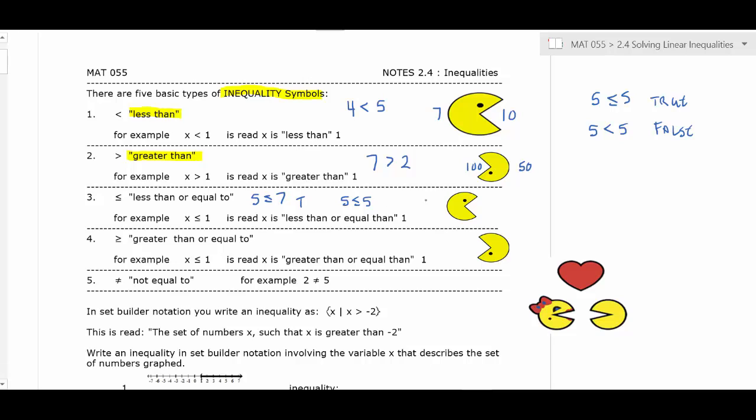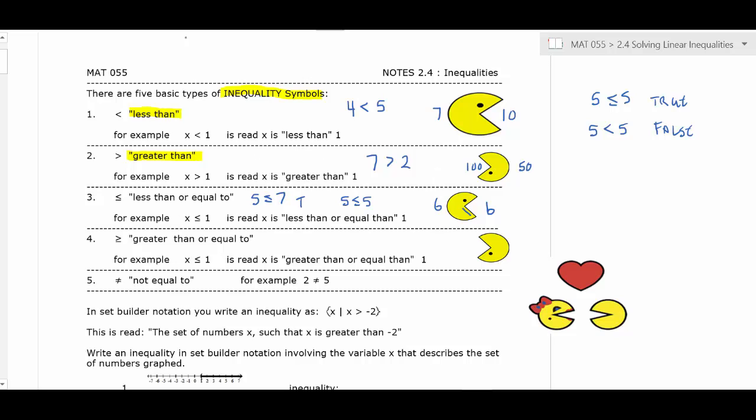And then here's another one like this. We could put a little line on Pac-Man like this. So let's say that's 6 and that's 5. 5 is less than or equal to 6. Or you could have them as equal if you wanted to. So you could also have 6 is less than or equal to 6 like that.